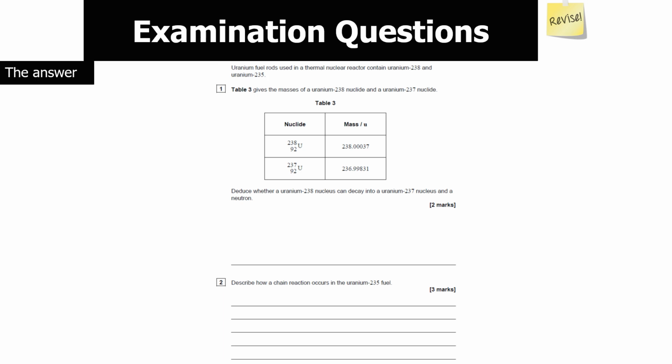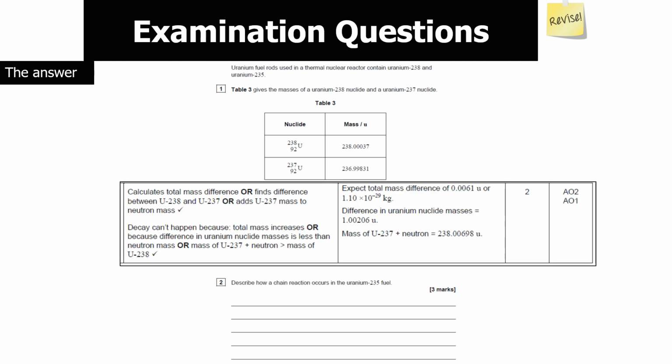Right, so how do you answer this first question? Well, you've got to understand that in a decay process, you have to lose mass ultimately, because some mass is converted into energy. So you find the mass of the uranium-238 and then the mass of the uranium-237 plus the mass of the neutron, which is given to you on the equation sheet, and then you notice that the decay cannot happen because actually the uranium-237 plus a neutron has a higher mass than the uranium-238, so therefore that decay cannot take place.